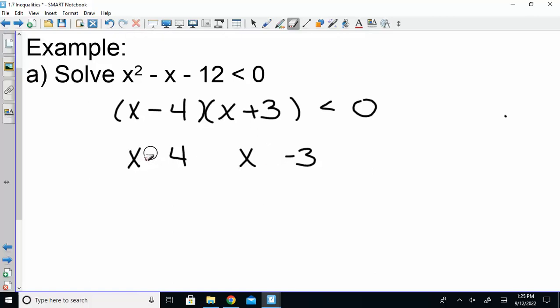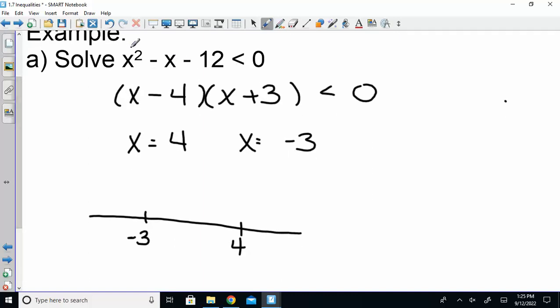So here's what we're going to do. These are the numbers that make it equal 0. There are two different ways of thinking about it, and I'm going to show you both. Usually the more popular way is to put those on a number line, just a really rough sketch. I don't care about plotting all the exact points, but the -3 would have to come first and then the 4.